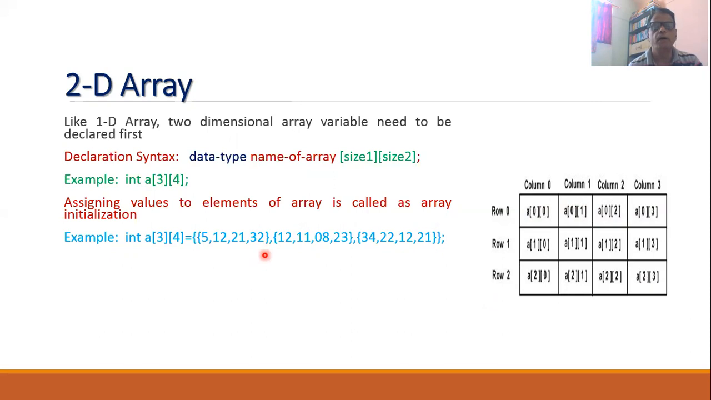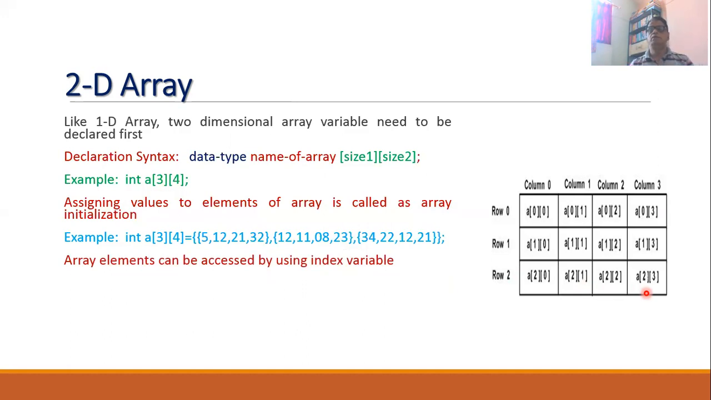Then we put a comma. Then again in curly brackets, we write down the 4 elements of row 1. Then put a comma, and in the third curly bracket, we write down the elements of row 2. So this 34 will be the value of A20, and this 21 will be the value of A23.